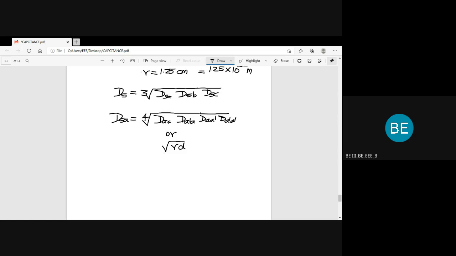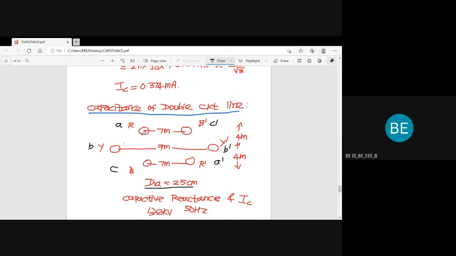So for D_AA and D_A dash A dash, I have to substitute r. For D_A dash A or D_AA dash, I have to find the distance between conductor A dash and A. So this distance I have to find out.